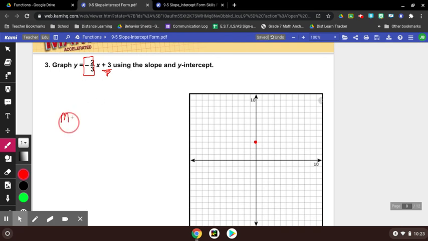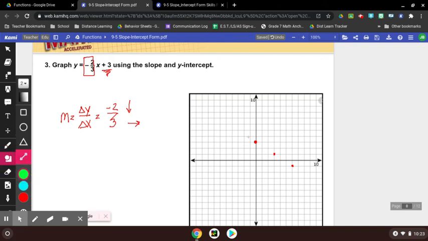Now our slope here is a little bit different. Remember, slope is the change in y over the change in x. So when it's a negative, I tend to put my negative on the top. So I'd write this as negative 2 over 3. That's a little sloppy, so I apologize. But what negative 2 over 3 tells me is to go down 2, then right 3. So from this point, I'm going to go down 2, right 3. Down 2, right 3. Notice this line is moving downwards.